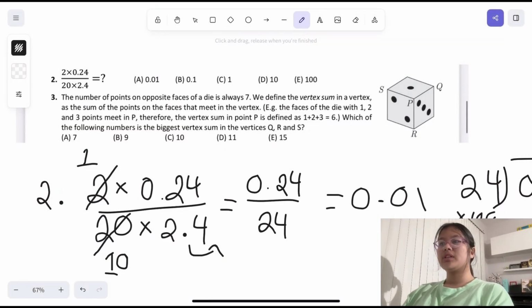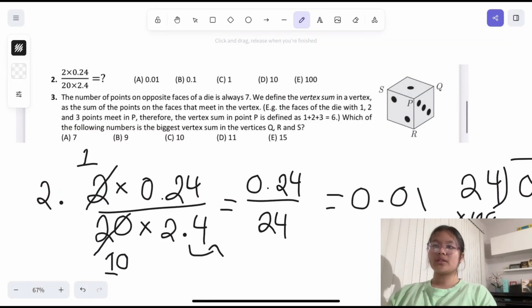Okay. The number of points on opposite faces of a die is always 7. We define the vertex sum in a vertex as the sum of the points on the faces that meet in the vertex. Example: the faces of the die with 1, 2, and 3 points meet in P. Therefore, the vertex sum in point P is defined as 1 plus 2 plus 3 equals 6. Which of the following numbers is the biggest vertex sum in the vertices Q, R, and S?